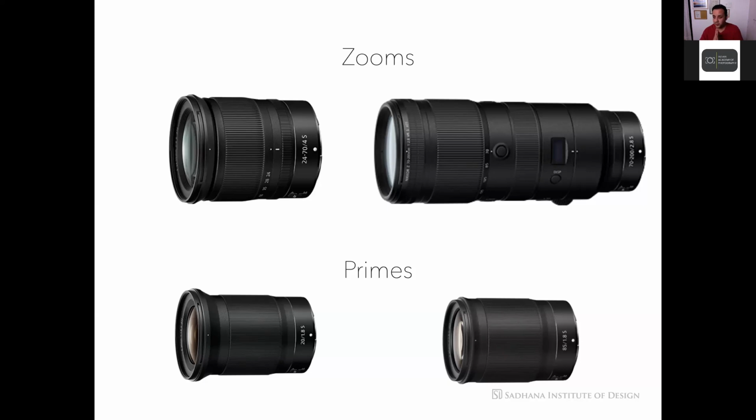24 to 70 f4 is something really good. Like most of the photographs you have seen earlier was shot on 24 to 70, this particular lens. And the other one I used most is 35 1.4 as well, which is the FTZ. I'm using it with the FTZ adapter. Okay, so that is the difference between zooms and primes.